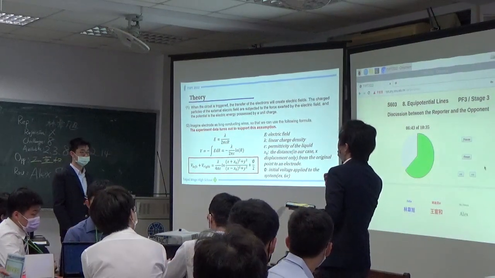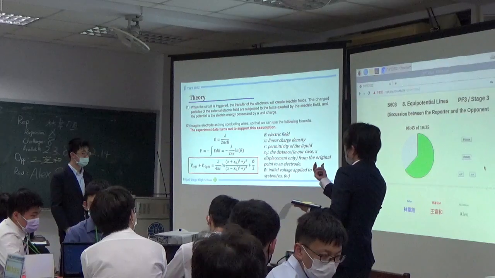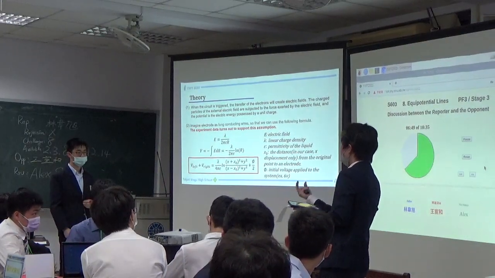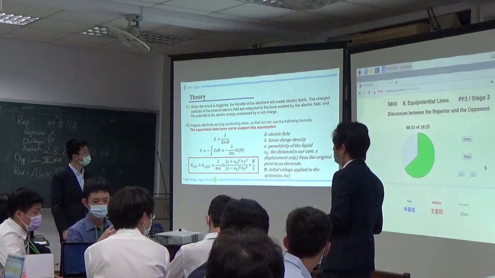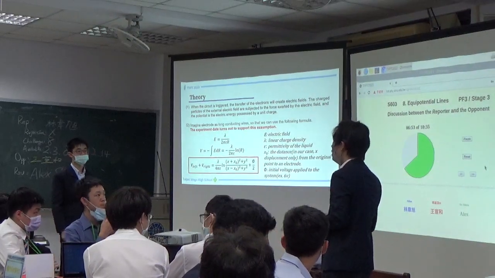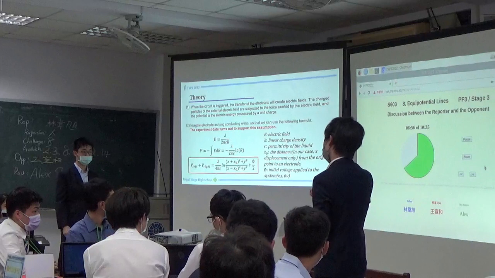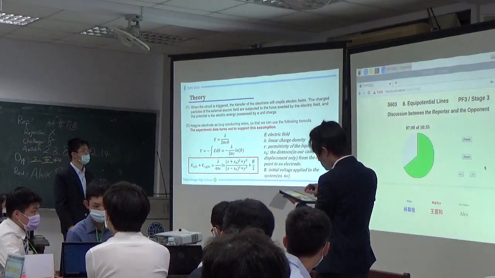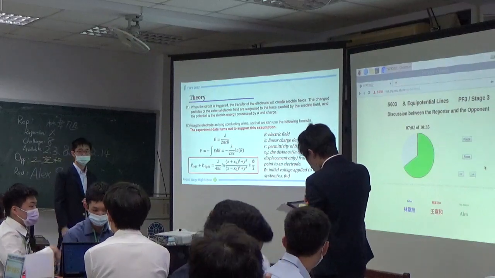Okay, then I'd like to clarify something. Then do you think the width of the electrodes, the radius of the electrode, will affect the result? Yes. Oh, so you do think so. So maybe that's something that you can add to your experiment further on. Yes. Okay.